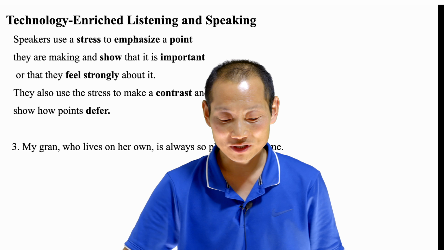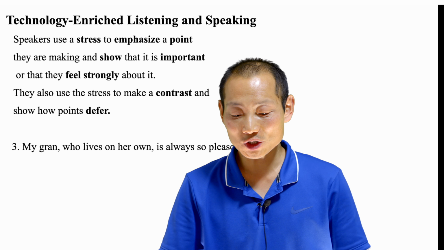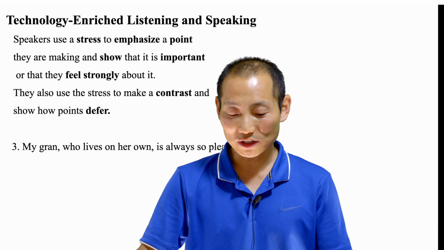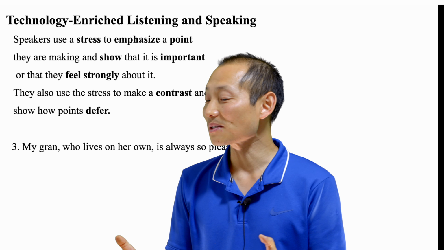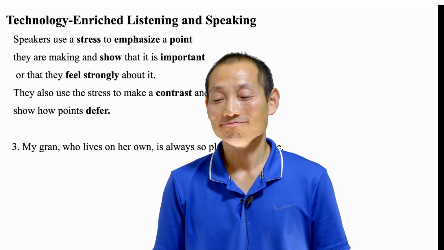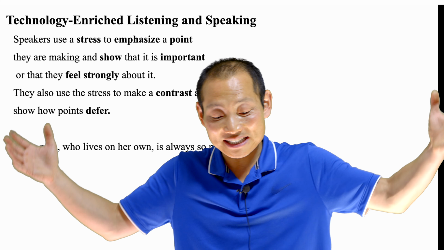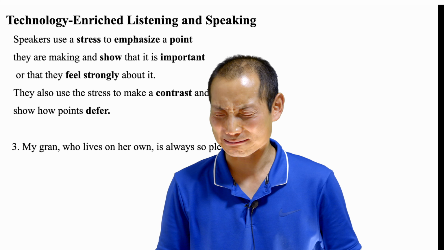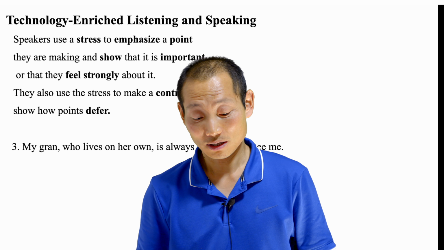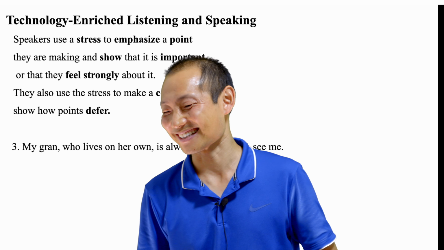Okay, number three. Ready, Joshua? Yes. My grandma, who lives on her own, is always so pleased to see me. I'll read again. My grandma, who lives on her own, is always so pleased to see me. Which word? Look at the board. Pleased. Yeah, pleased. Not sad. I don't want to see you. Okay, man, what do you think? Me. So pleased to see me, not others. Good job. That's a good thought.